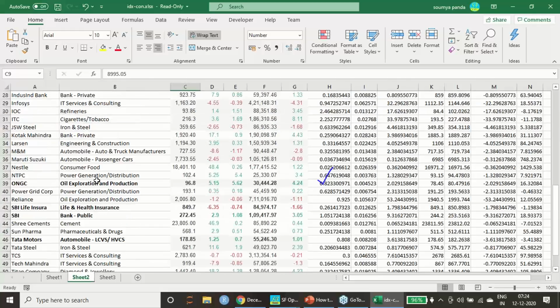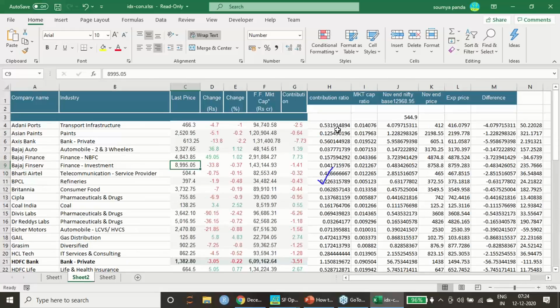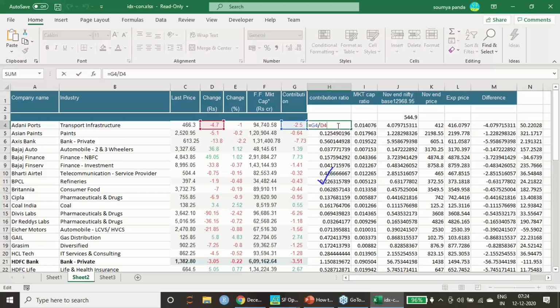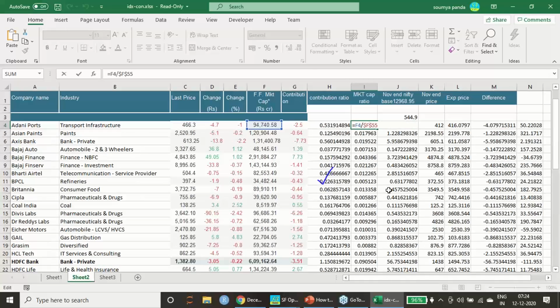All 50 stocks of Nifty, the same data points, market capitalization is the same. So here I have taken the contribution ratio. Contribution ratio is nothing but the change in the price divided by the contribution in rupees. Market capitalization ratio, that also we have taken: the free float market cap divided by the total market cap of the index.